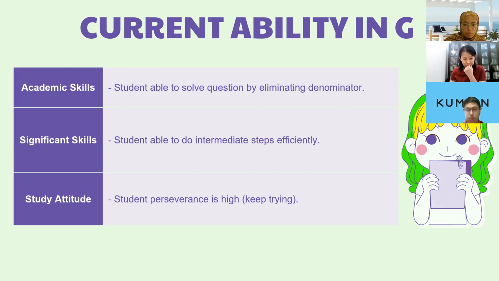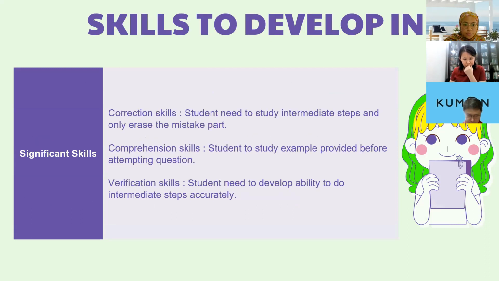So in terms of the skill that needs to be developed in level H, these are the things you can look into when arranging the set for Nikash, as you need to consider developing his correction skill. I think you really agree on this one. Correction skill.